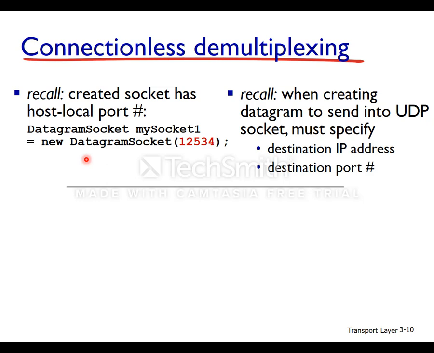So if we were creating sockets in Java, we would have done something like DatagramSocket mySocket1 = new DatagramSocket(12534). So when creating a datagram to send into a UDP socket, you have to specify a destination IP address and a destination port number.